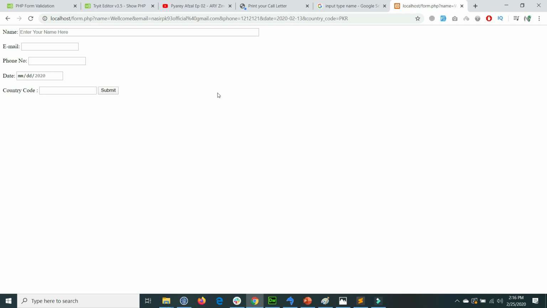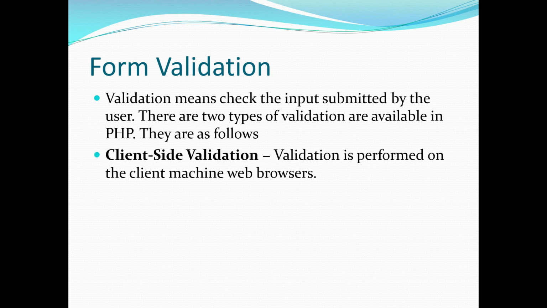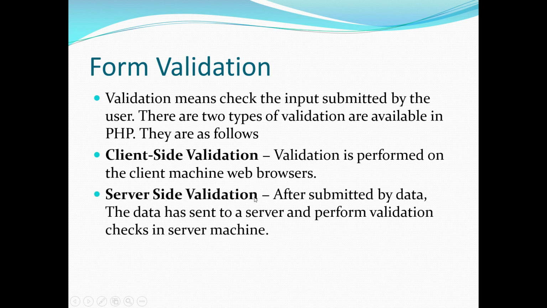So now let's see the next slide. Form validation. Validation means checking the input submitted by the user. There are two types of validation available in PHP. They are as follows. Client side validation is performed on the client machine, the web browser, and another is server side validation. After submission of data, when we submit the form, the data is sent to the server, for example in PHP, and performs validation checks on the server machine.